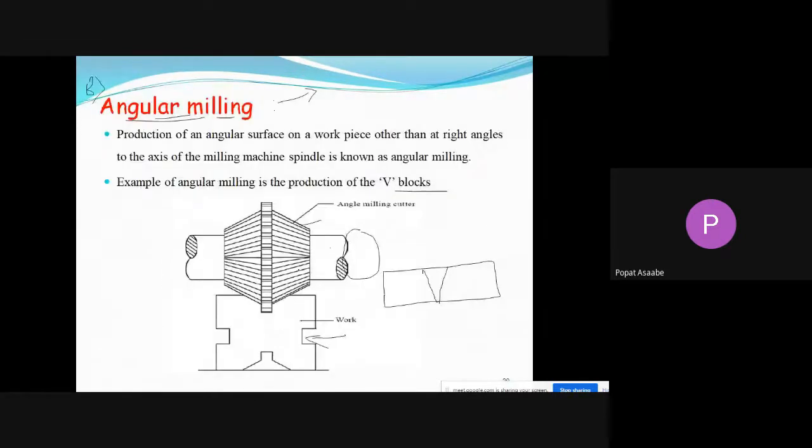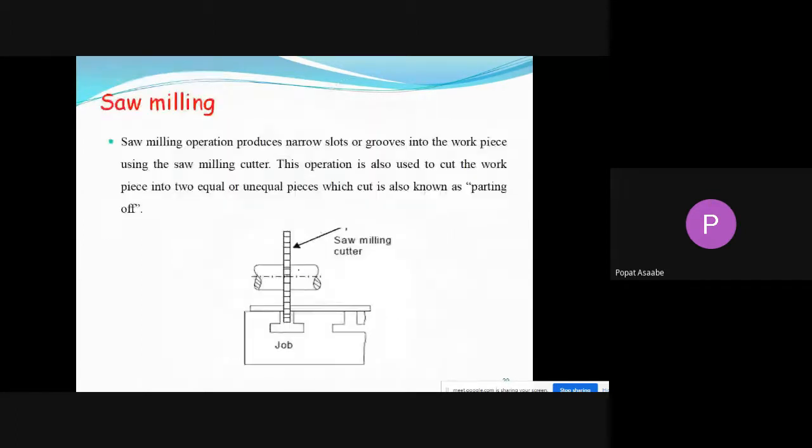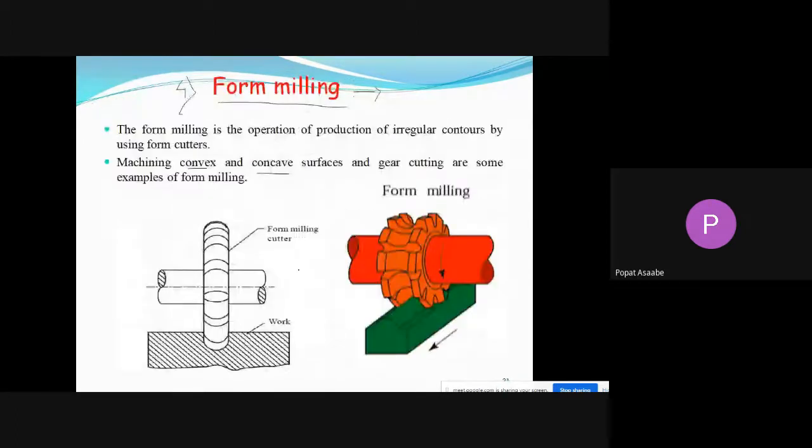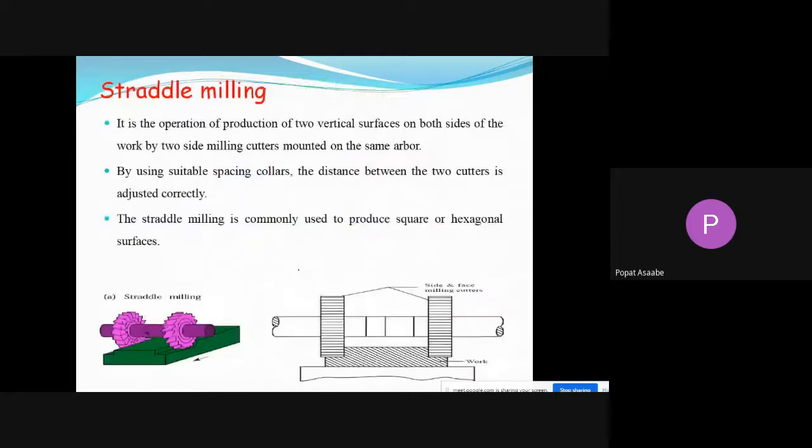Now the next operation is the straddle operation. This is the number 5 operation we can perform on the milling machine. Then what is meant by straddle? See, this is the straddle operation.